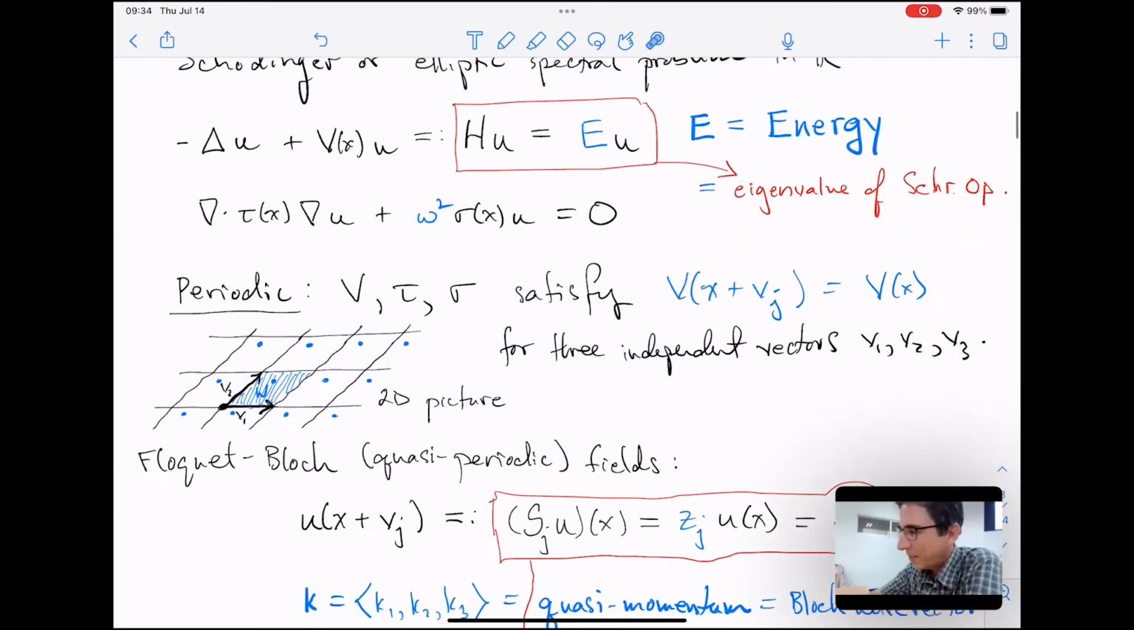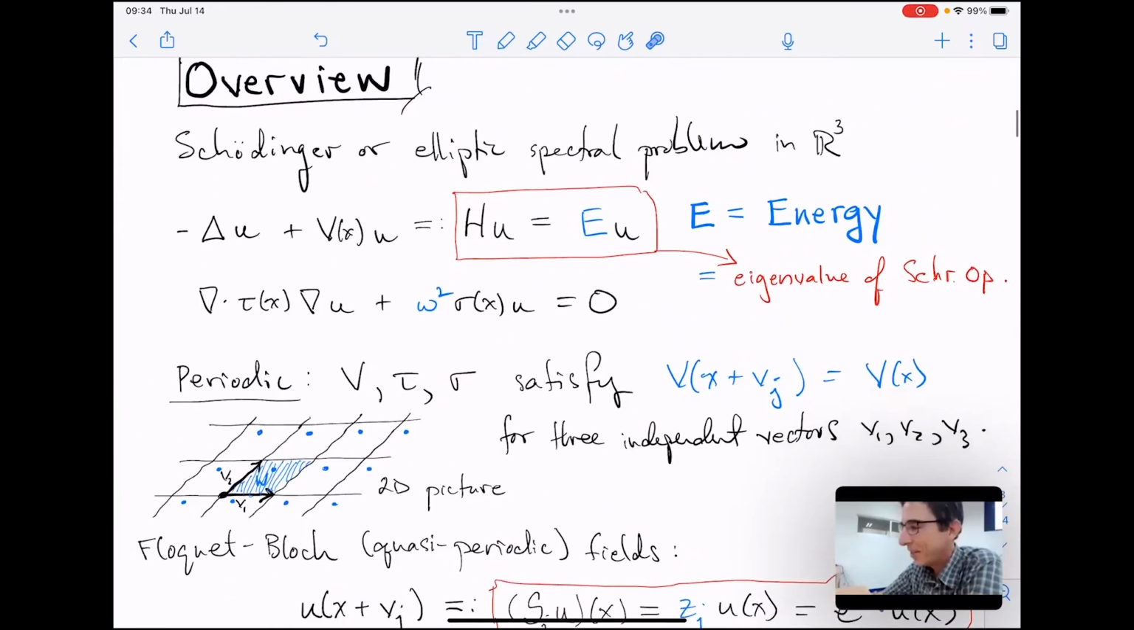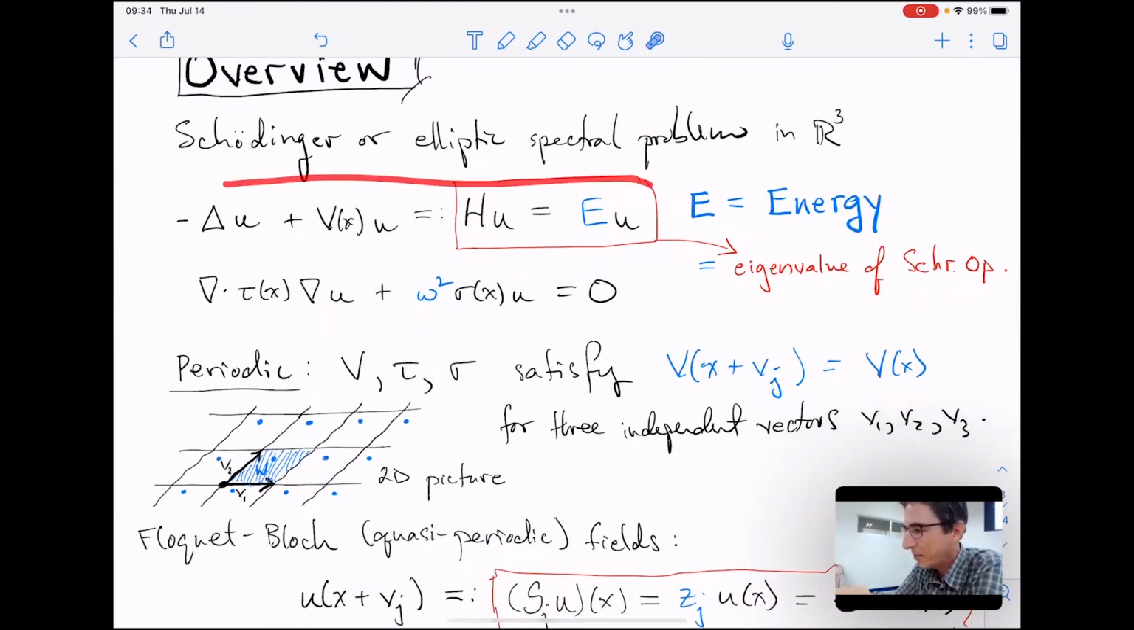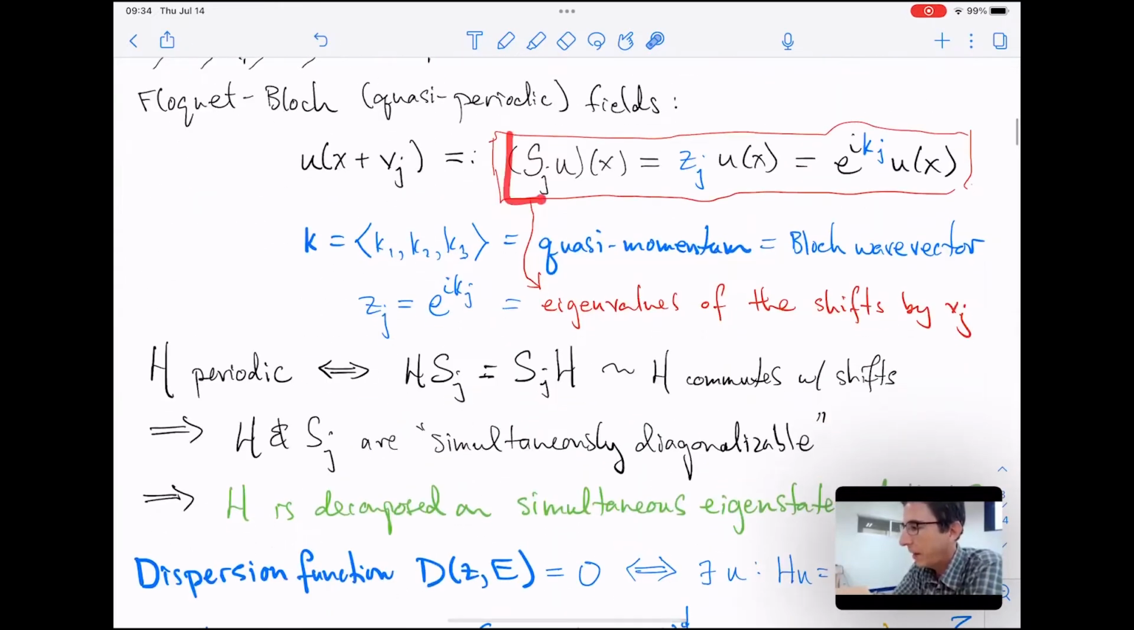This is what I showed you yesterday, just to remind you. This is the overview, some Schrödinger and elliptic operators we talked about, what it means to be periodic. You have this fundamental domain that's repeated. And we had this shift group called Sj.